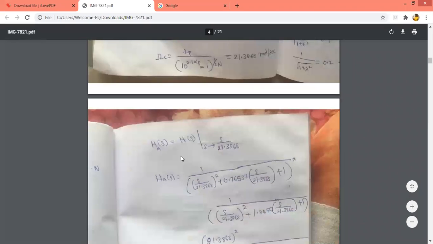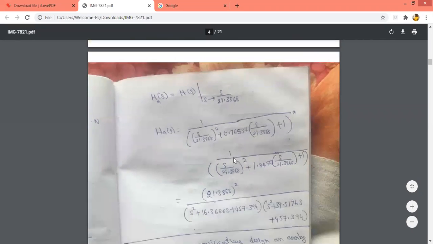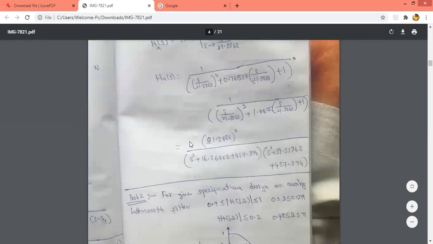What do you have to do now? In H of s, replace s with s by omega C. What is omega C? 21.3868. If you do this, we get the transfer function of the filter with the given cutoff frequency.